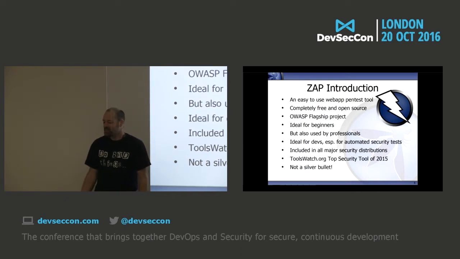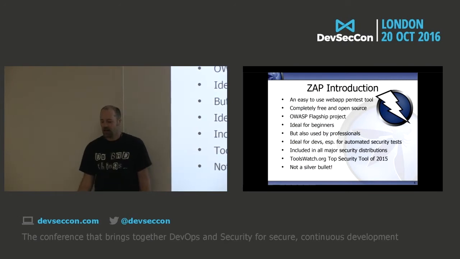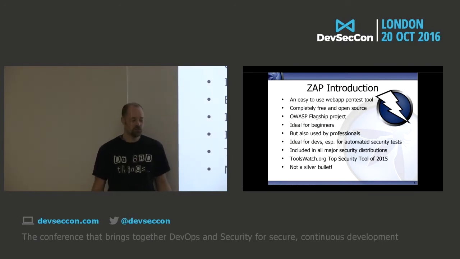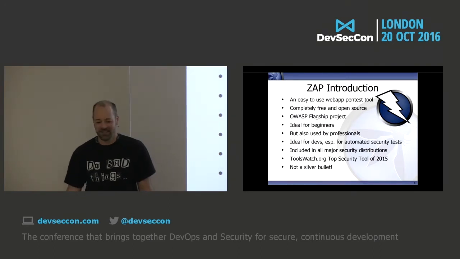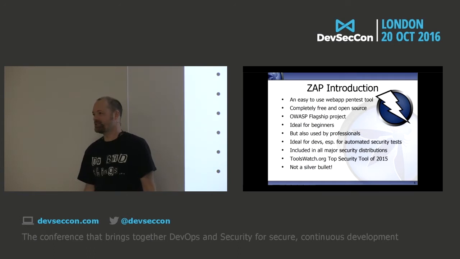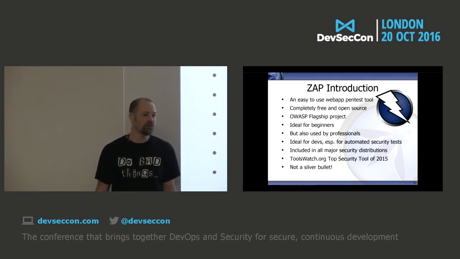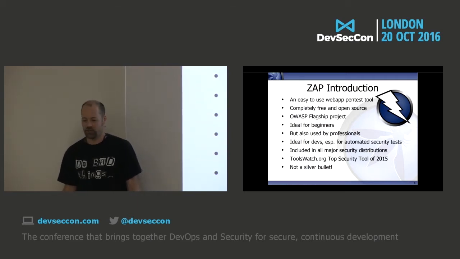Some of you haven't used ZAP before, so I'm going to go through a quick introduction. It is a tool for finding vulnerabilities in web applications. It's easy to use, though there are some caveats. We try to make it as easy to use as possible, but web security scanning is kind of complicated and often very unintuitive. But ease of use is something we try hard to achieve.